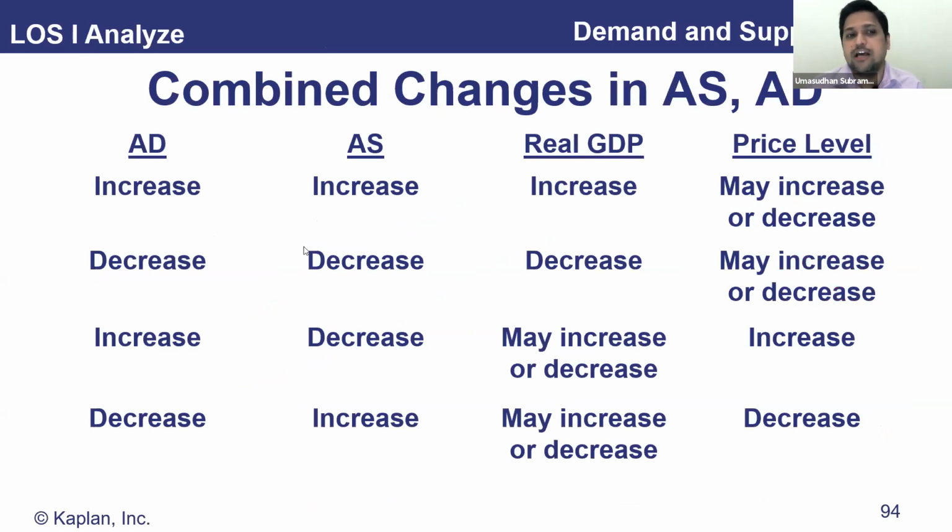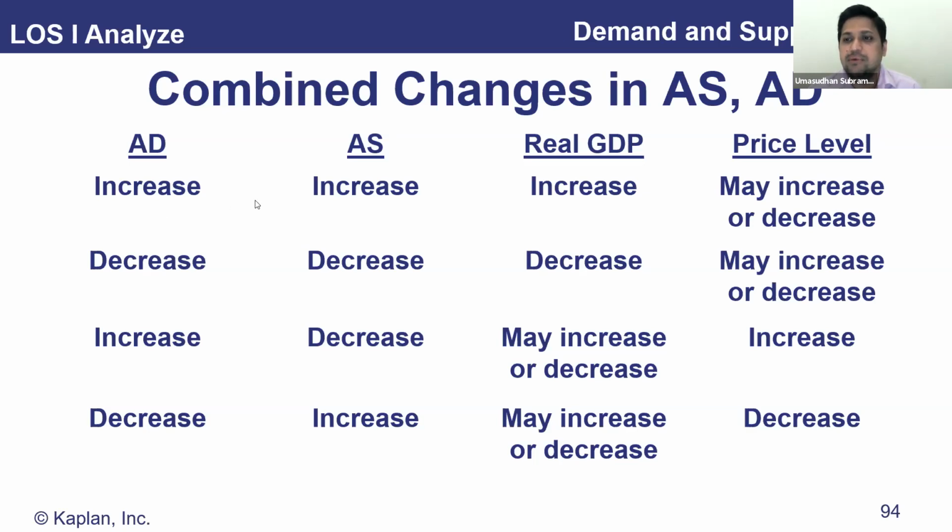Okay, this is a good summary. You guys should be able to answer appropriately. This is a very good summary, very useful for CFA questions. So you should be able to tell me: aggregate demand is increasing, aggregate supply is increasing. What will happen to your real GDP? Will the real GDP go up, come down, or stay the same?